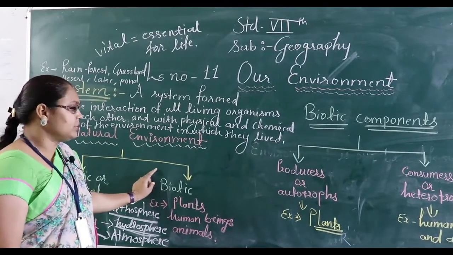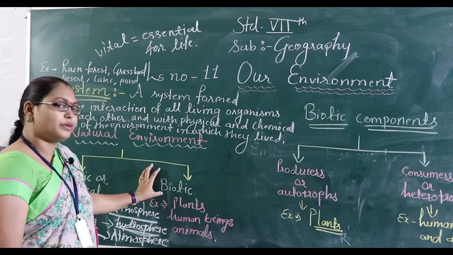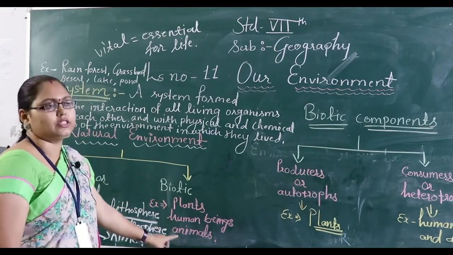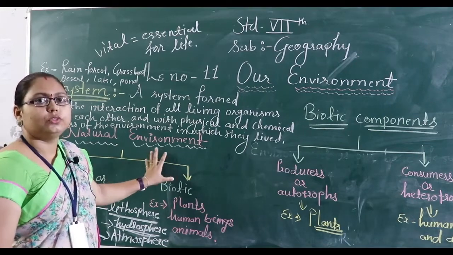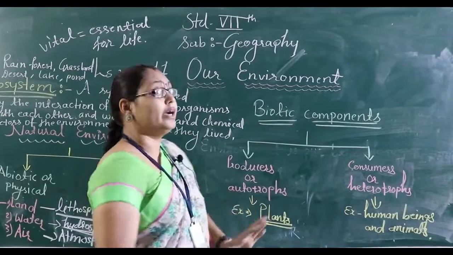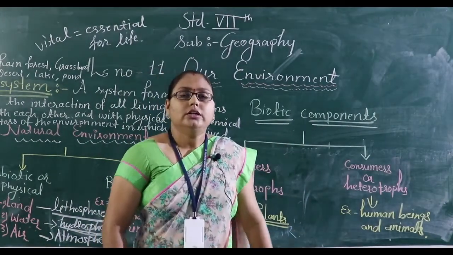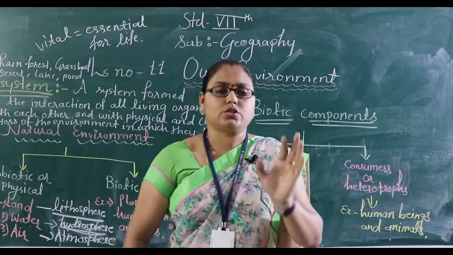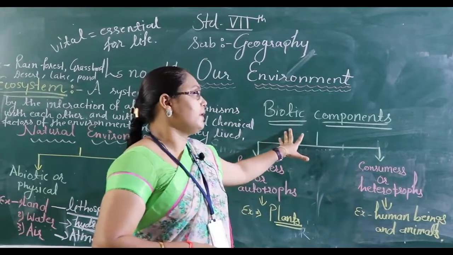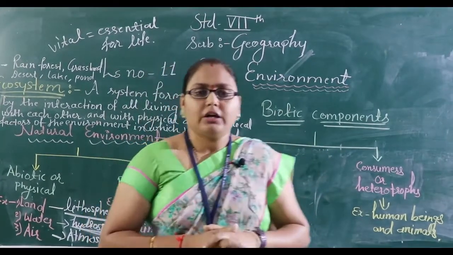Now the biotic components, that means the living things. Biotic component examples are plants, human beings and animals. So I hope you understood properly. Now we learn about the biotic components and the living things. These include all forms of life.